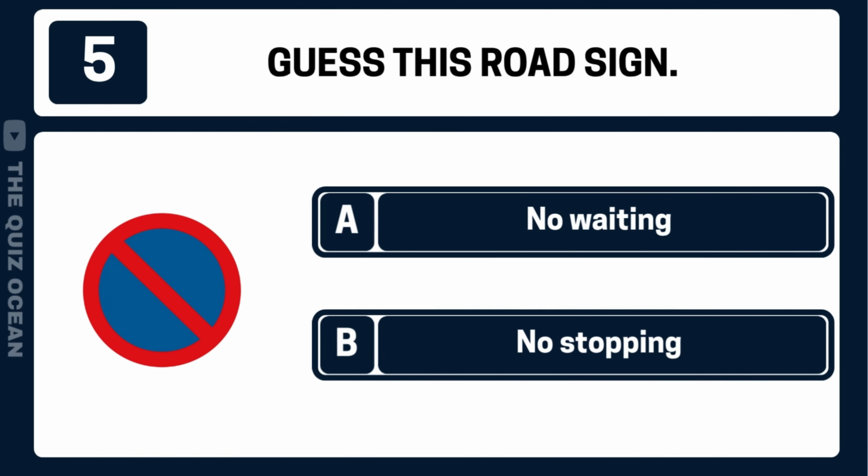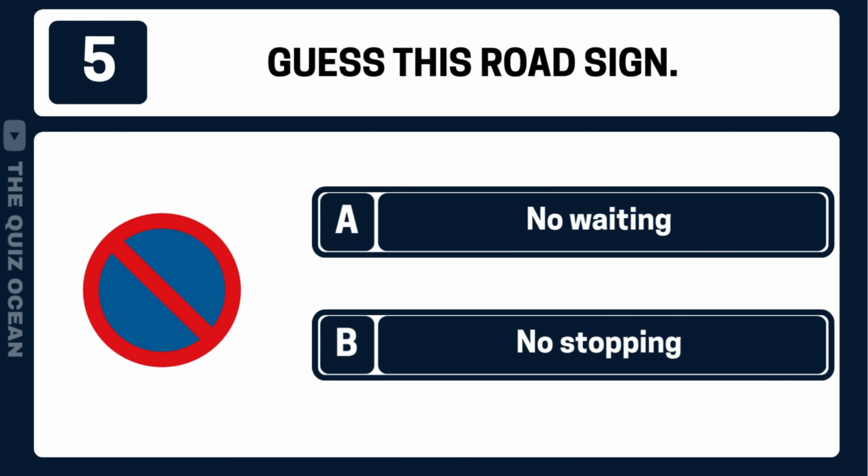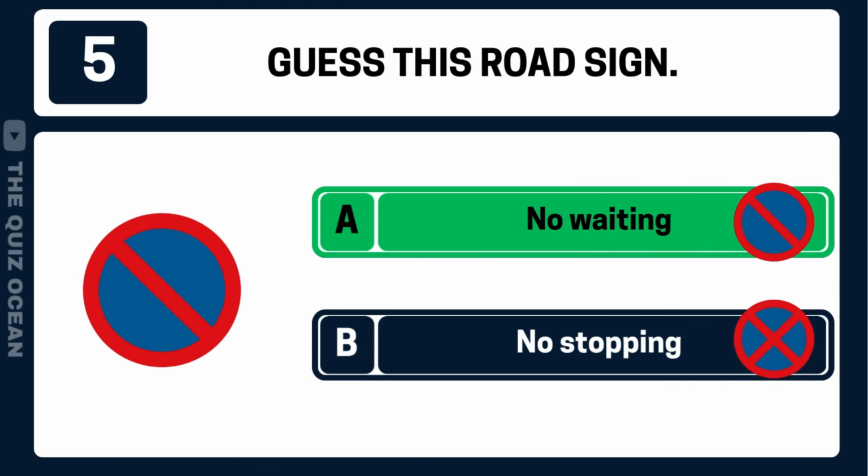Guess this road sign. A. No waiting. B. No stopping. The answer is A. No waiting.